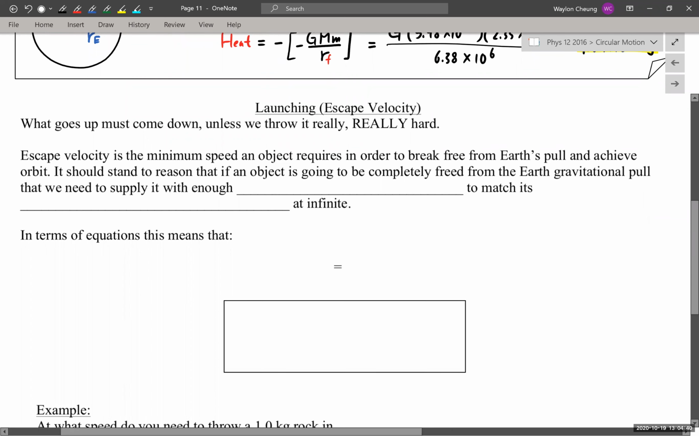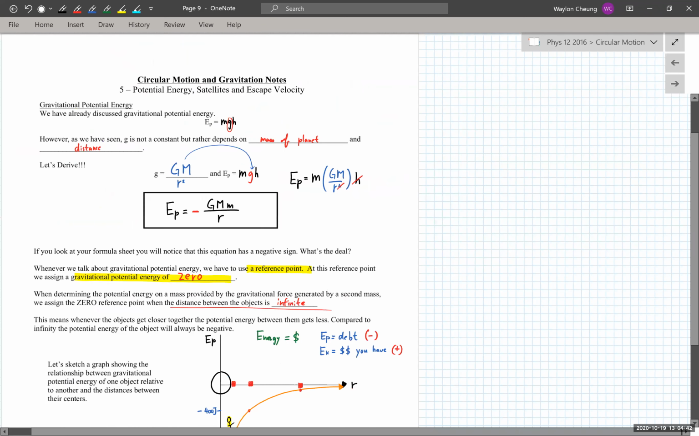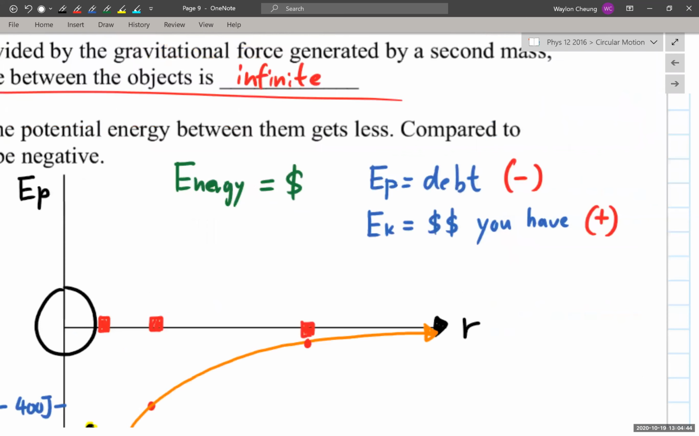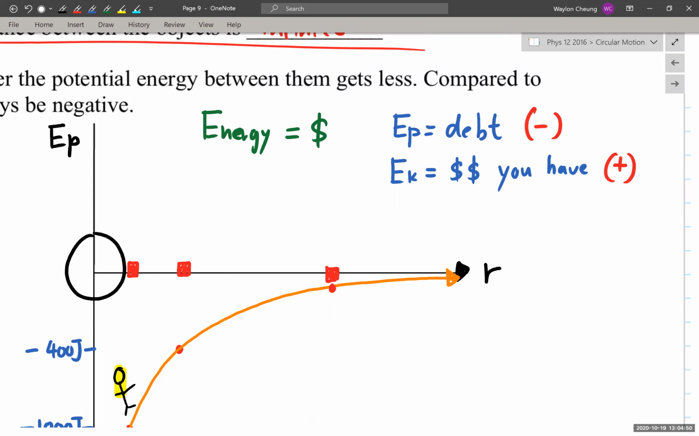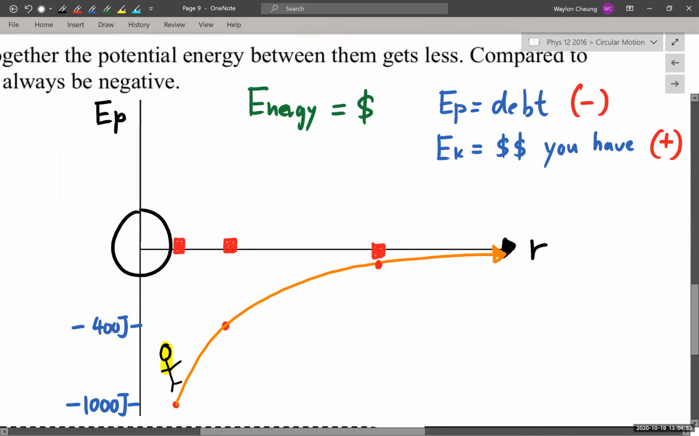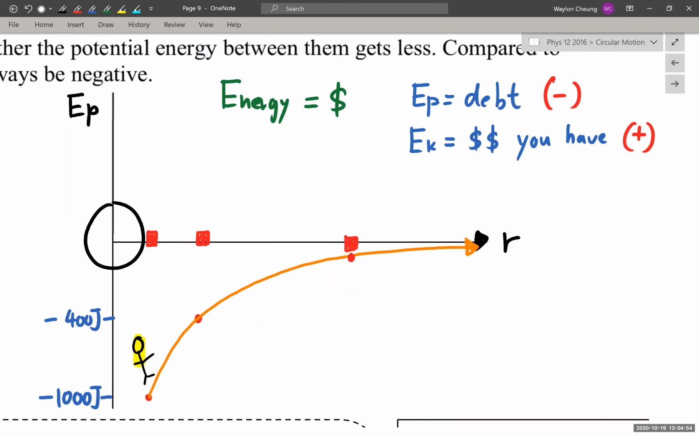To understand this, we go back to the notes, go back to this page. Remember, potential energy is a debt. That's how much you owe the Earth right now. Earth is the debt collector. We owe the Earth money. In order to escape from the Earth, we have to pay off every single cent that we owe.